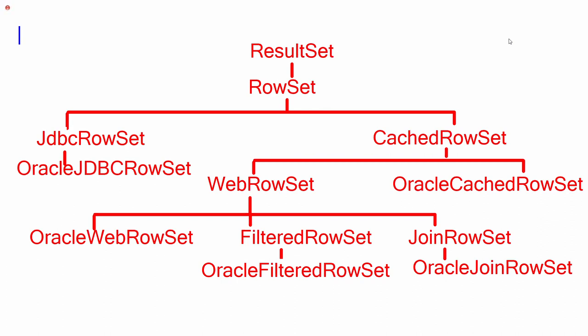Classes are given by Oracle Corporation, interfaces are given by Sun Microsystems. These classes are only specific to Oracle. Those interfaces are common to all databases.